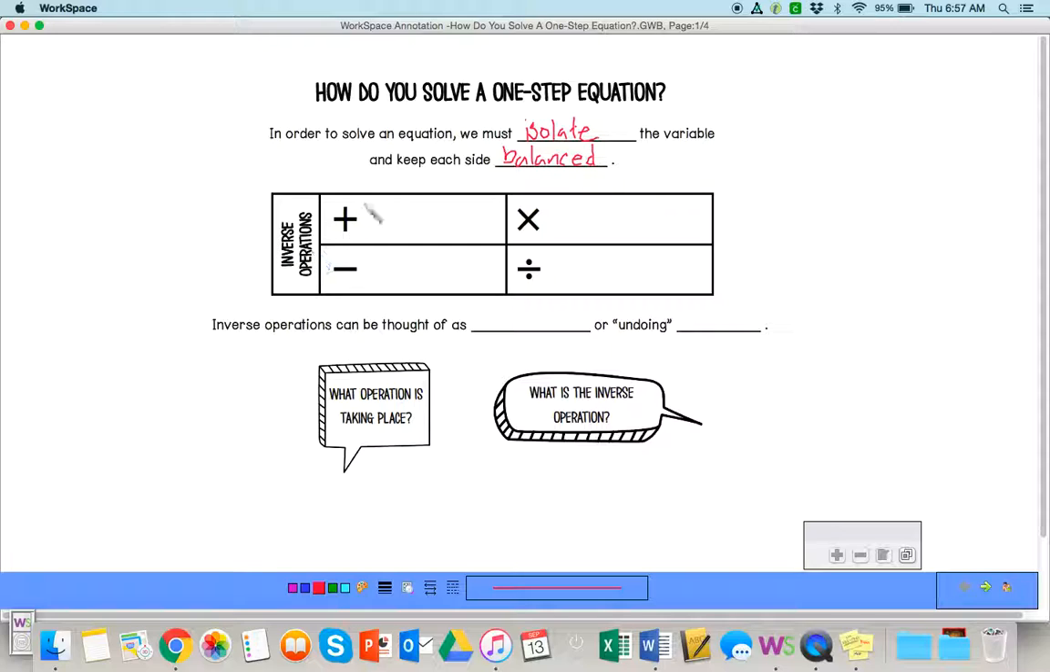So inverse operations means the opposite. The opposite of adding is subtracting. The opposite of subtracting is adding. The opposite of multiplying is dividing. And the opposite of dividing is obviously multiplying. The inverse operation can be thought of as the opposite, or undoing operations.